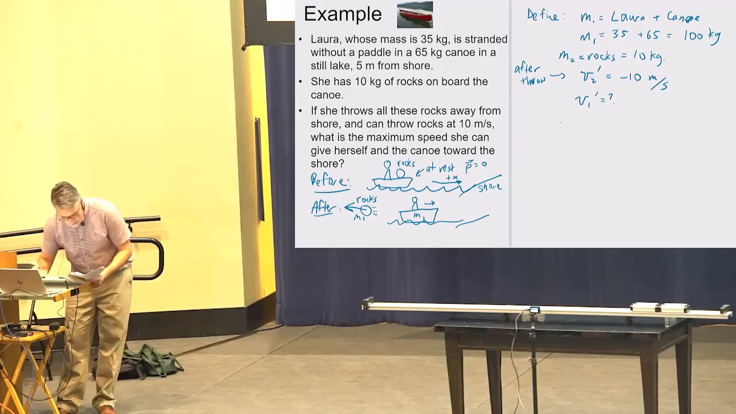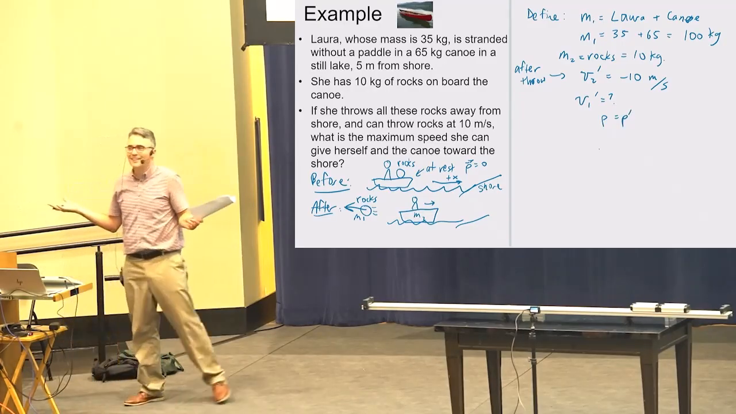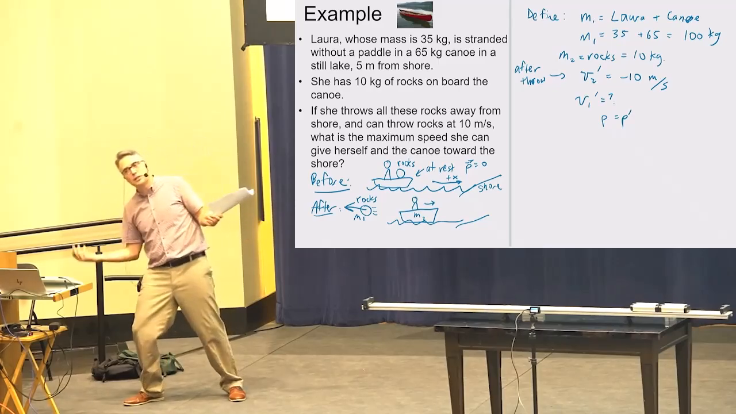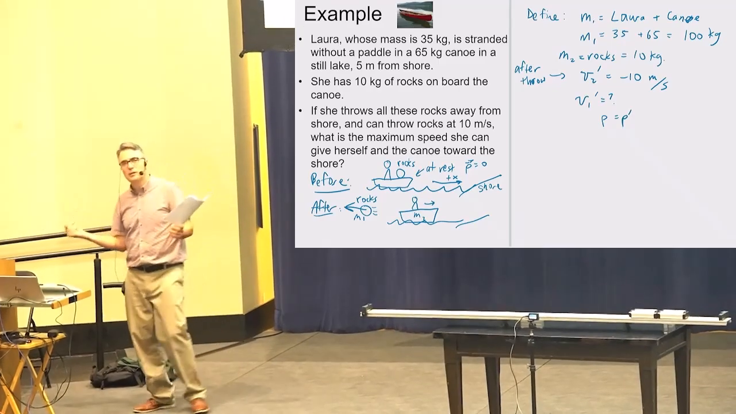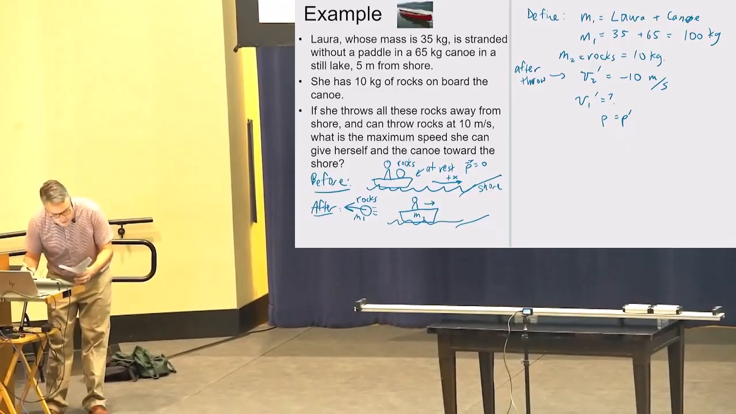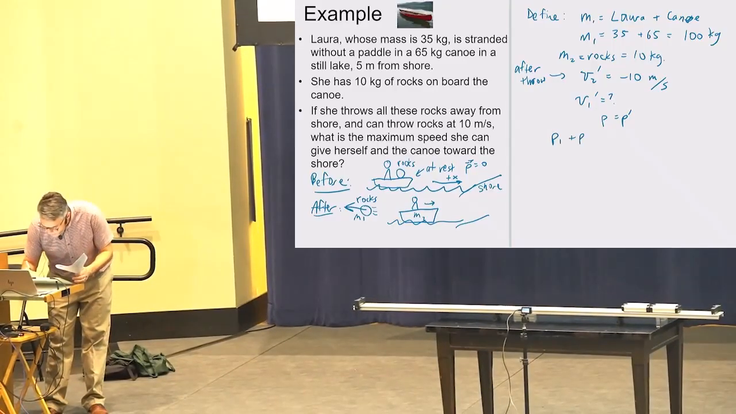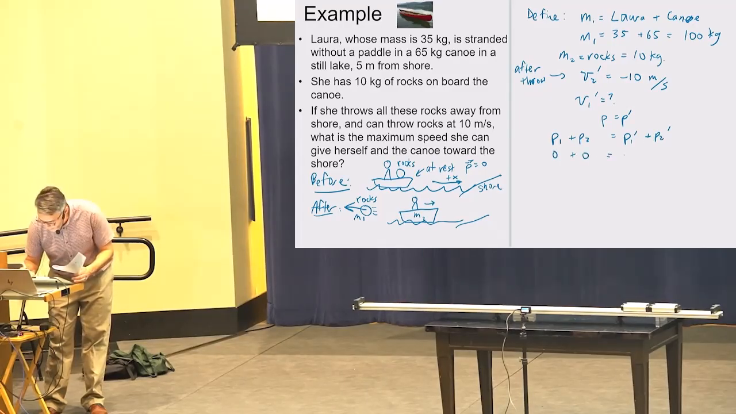So what I would say is that P equals P prime, so similar to the conservation of energy equation, isn't it? It's E initial is E final. So P initial is P final, or before and after. So P1 plus P2 is equal to P1 prime plus P2 prime. So 0 plus 0, they're both at rest, is equal to M1 V1 prime plus M2 times V2 prime. So you rearrange it. V1 prime is what you're trying to solve for.